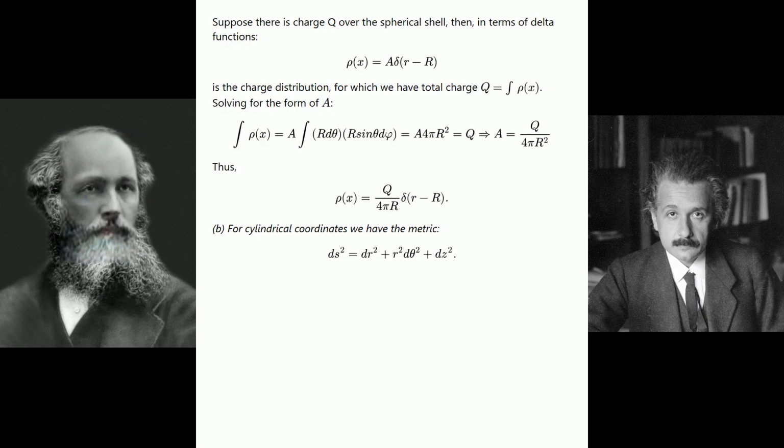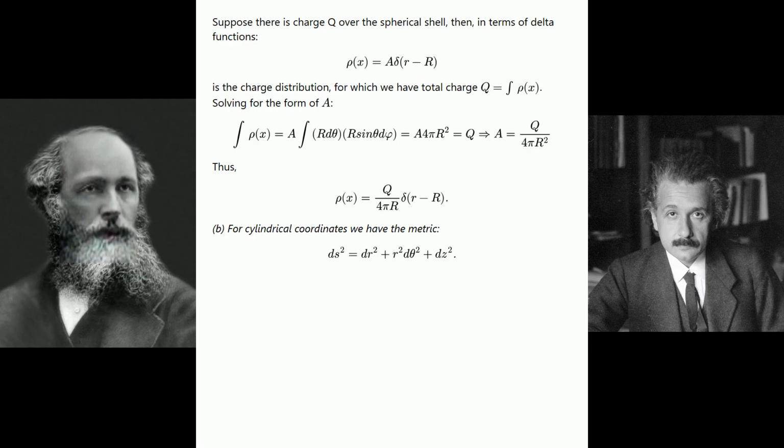Then, in terms of delta functions, see the next equation, is the charge distribution, for which we have total charge q equals the integral over space of rho of x. Solving for the form of a, see the next equation. Thus, rho of x equals q over 4 pi r squared, delta of r minus r prime.